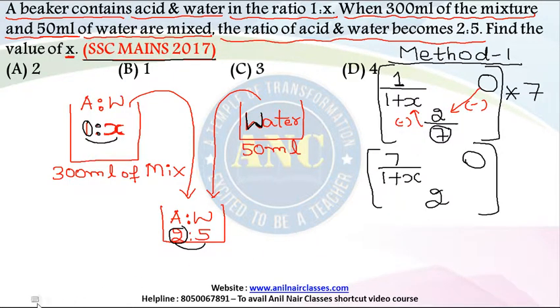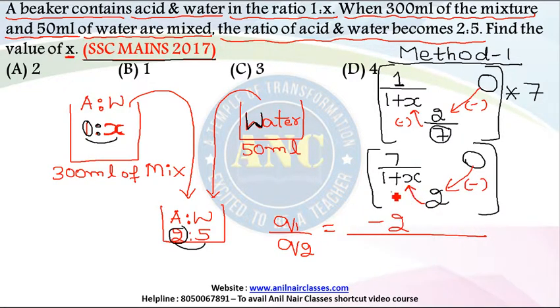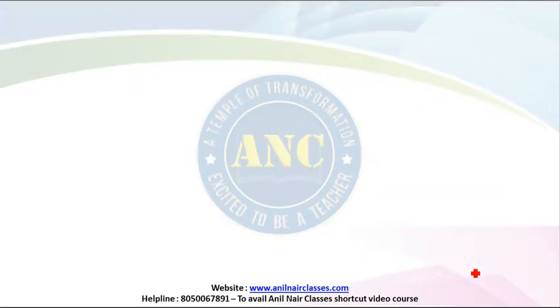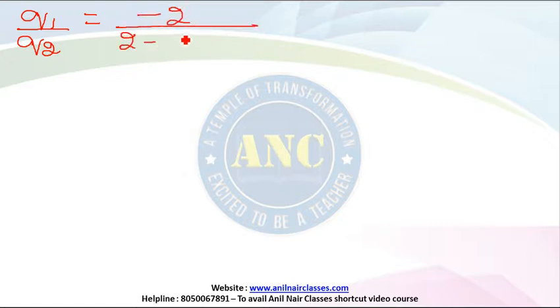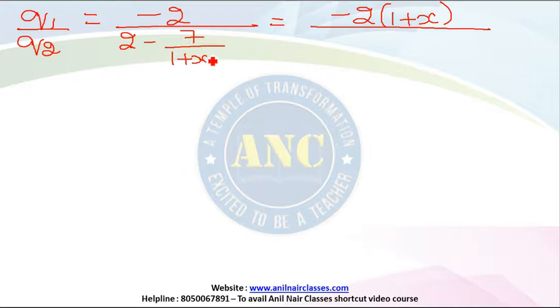That's okay with me. Now if I alligate it, Q1 by Q2 is nothing but 0 minus 2, that is minus 2 divided by 2 minus 7 divided by 1 plus x. Let me simplify in the next screen. Again I will write the same parameters so that we can simplify. It is minus 2 divided by 2 minus 7 divided by 1 plus x. This becomes minus 2 divided by 1 plus x in the denominator. When I take the LCM, it comes to the numerator. 2 into 1 plus x, it is 2 plus 2x minus 7.